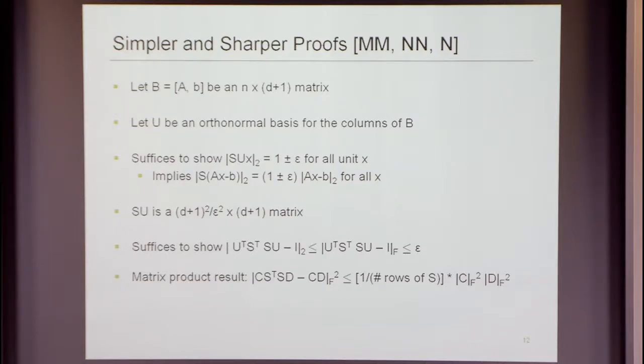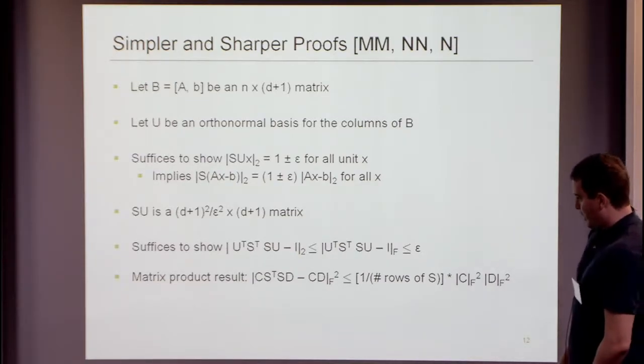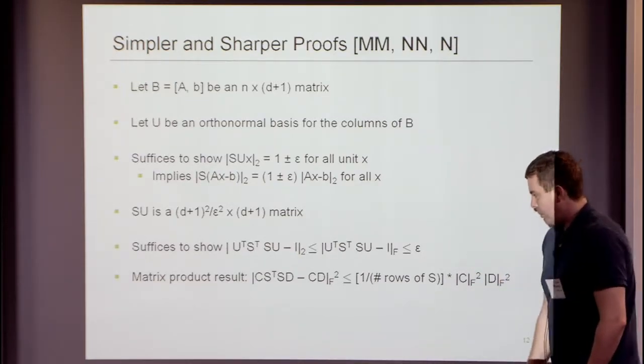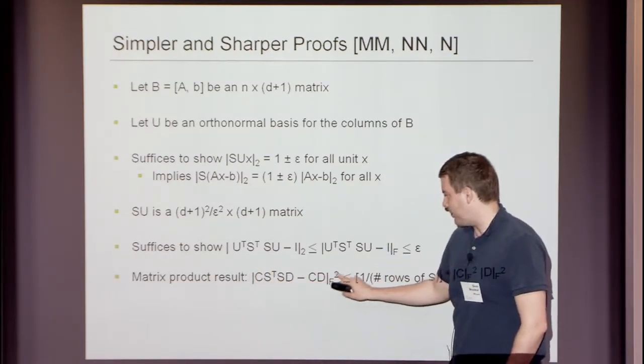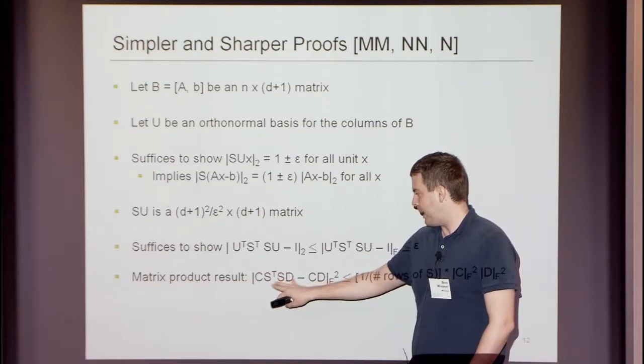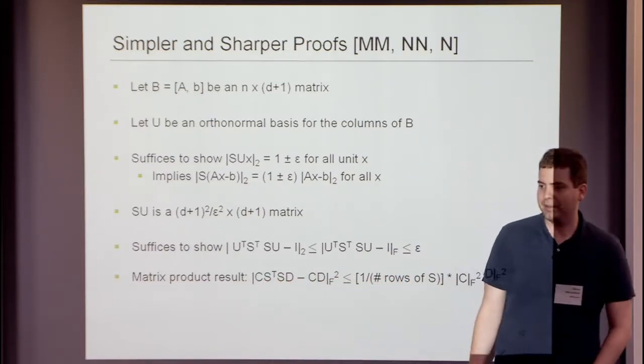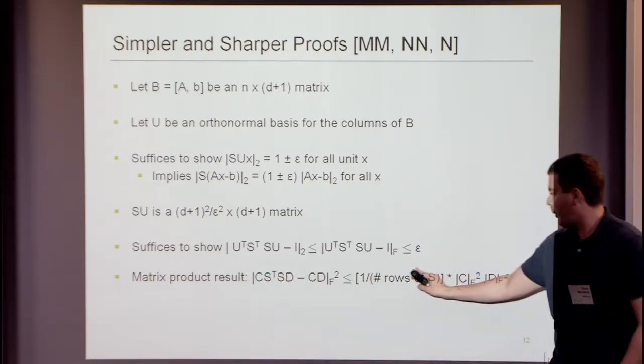This is like in expectation, right? This is in the expected value. So I didn't say the statement yet. What you can show is how good of an approximation is C S transpose S D to C times D? Well, it depends on the number of rows of S.